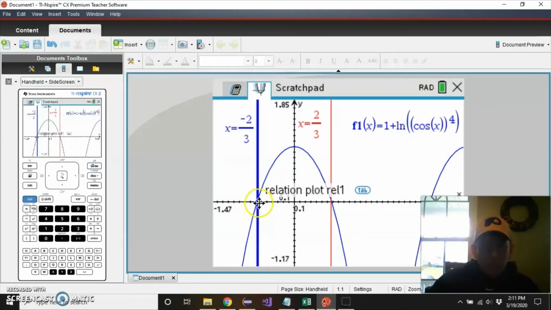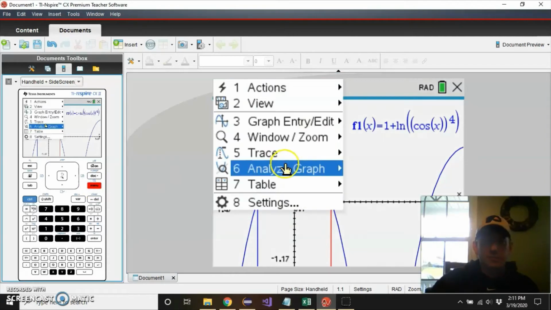So it looks like we're just trying to find the area of that whole hump right there. So we're just going to integrate.